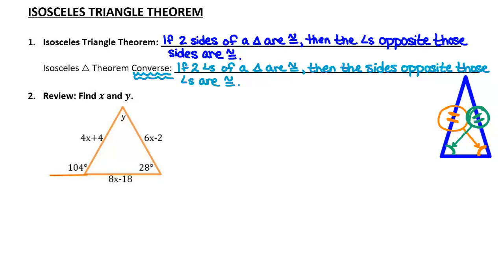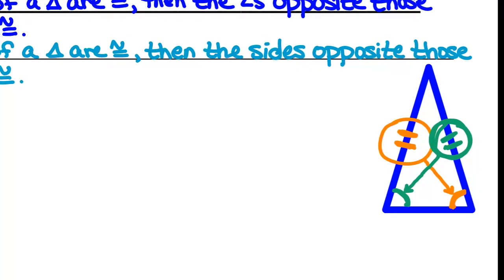If two angles of a triangle are congruent, then the sides opposite those angles are congruent. So if I know that this down here is one of my two congruent angles, then that means that this would have to be one of my two congruent sides. If this is my other congruent angle, then this one up here would be my other congruent side.